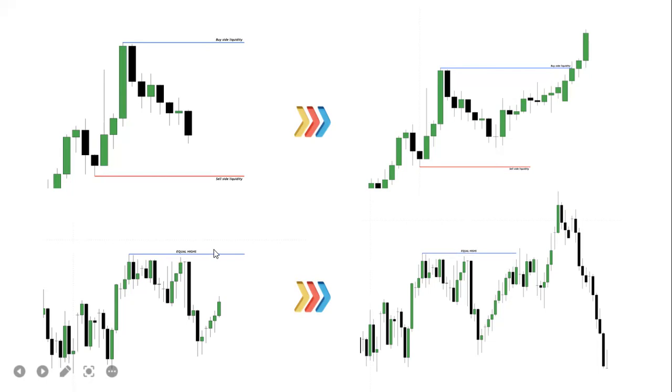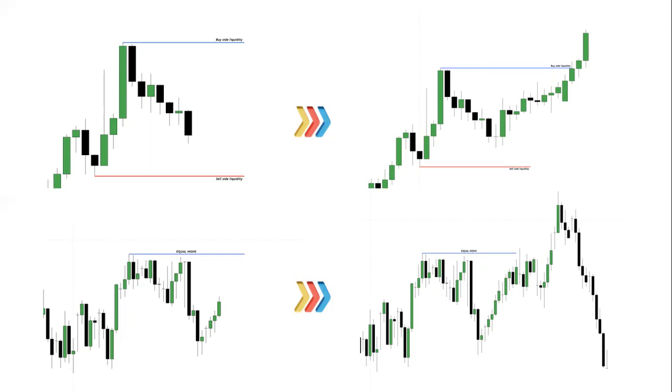Then where is the next form of liquidity? Sell side. If market takes out buy side, it will be going to sell side. If you take out sell side, it will be going to buy side. Now, it's not as easy as how I just said it. You need to have a context and a narrative to why it's going there. And that is what we're going to develop together within the next 6 months.